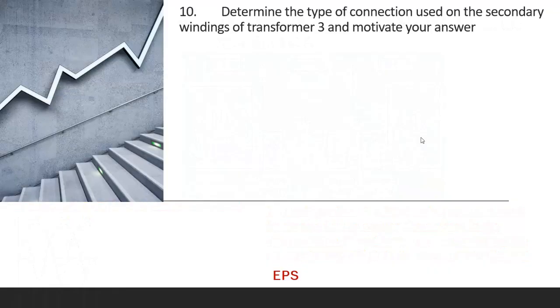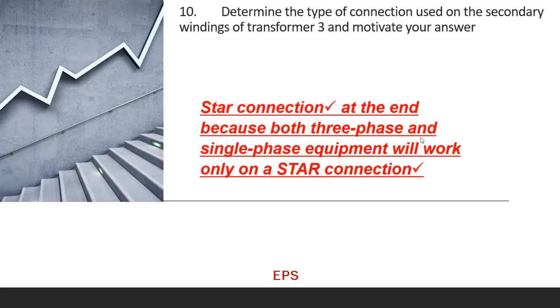Determine the type of connection used on the secondary windings of transformer 3 and motivate your answer. So star connection is at the end because both three-phase and single-phase equipment will work only on a star connection. This question is relating to the previous diagram.